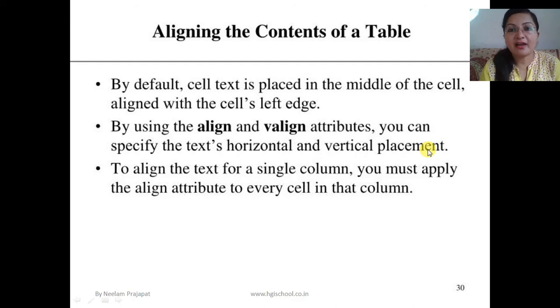With align we can set horizontal alignment, that means left, center and right, and with v-align we can set vertical alignments, that means top, middle and bottom. To align the text for a single column, you must apply the align attribute to every cell in that column. So if you have to align the content vertically or horizontally, you will have to put the align or v-align attribute in each and every cell. Got it? Cell means TD. In the TD tag you have to put the align attribute.